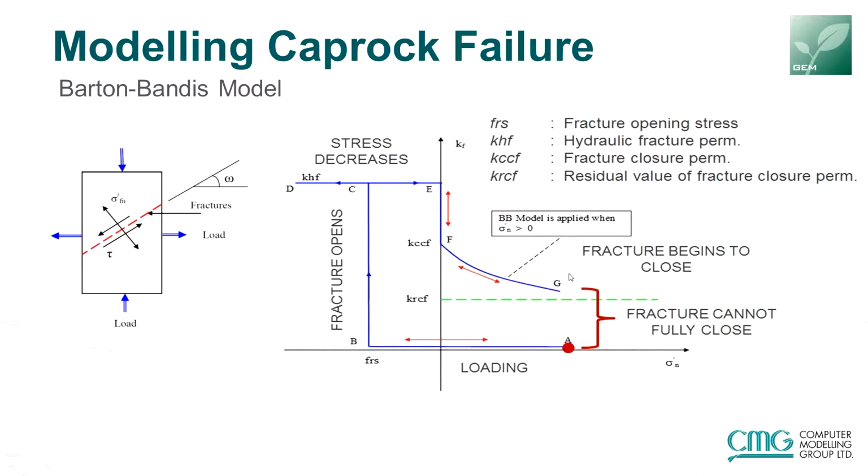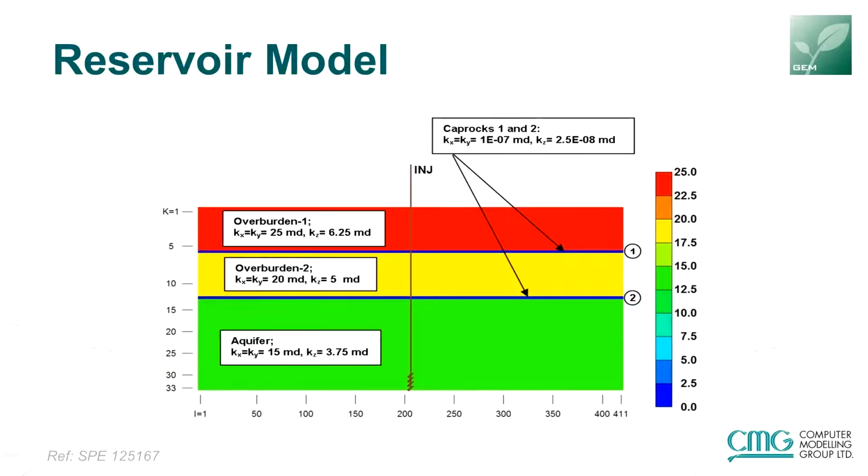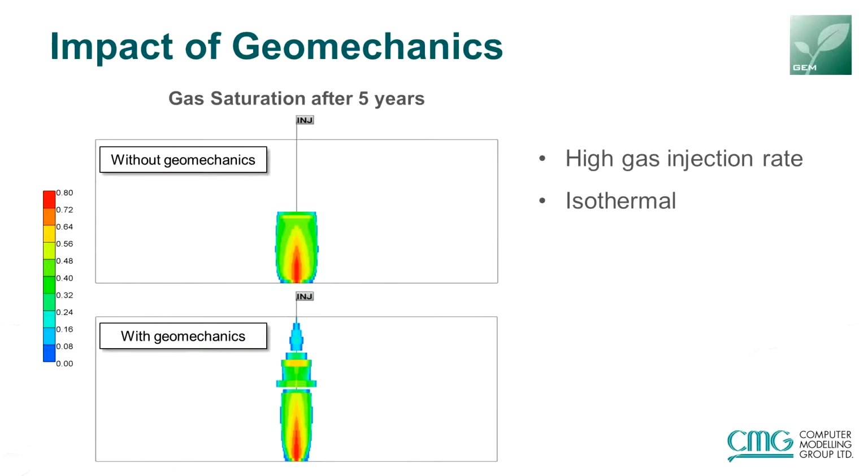So we use this model, and for the reservoir side we use a simple model again. It had an aquifer, shown in green, and two overburdens, number 1 and 2, shown in red and yellow respectively. There were two caprocks shown in blue. When you are not using geomechanics, it seems that all the gas you inject stays in the aquifer and your project seems successful. But when you use geomechanics, you find out that this gas is actually escaping to the overburden, which means the project is no longer successful.